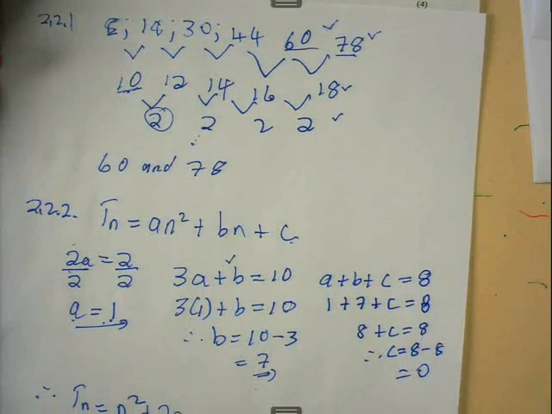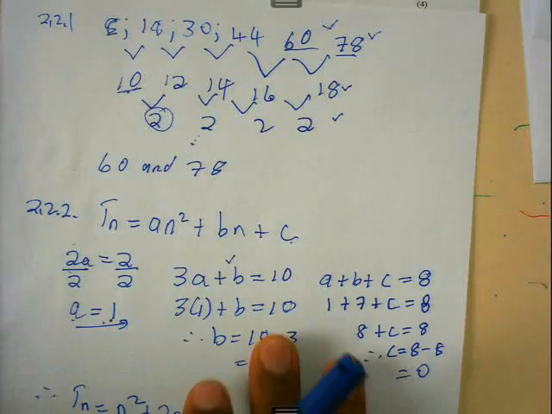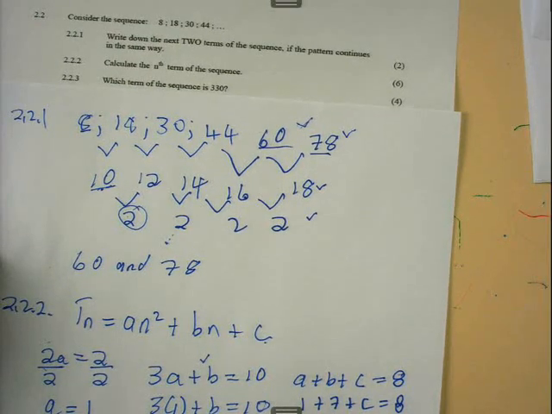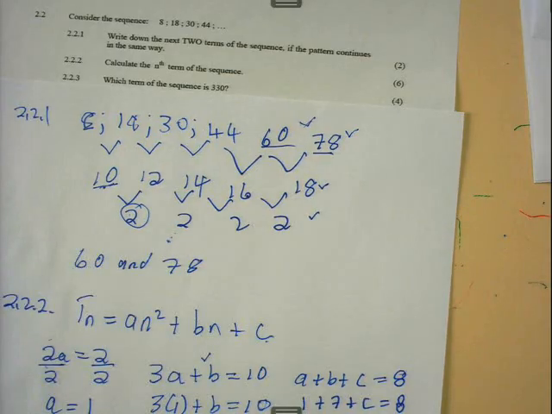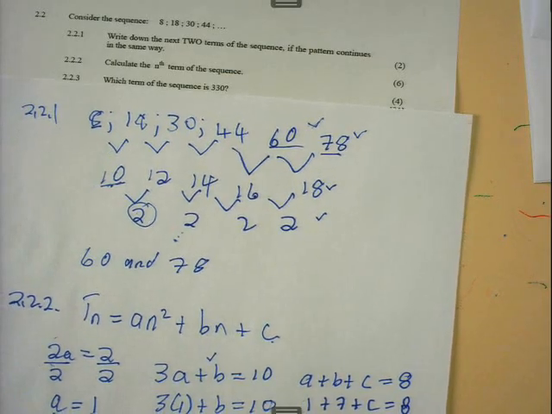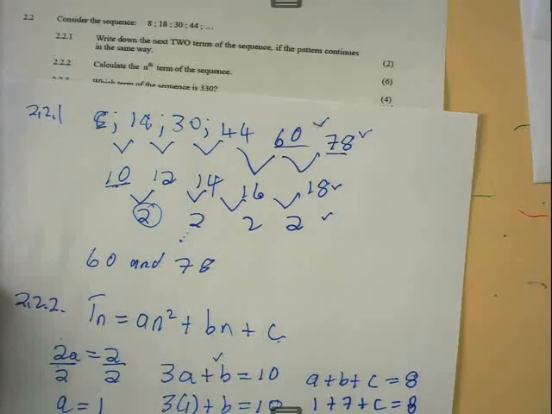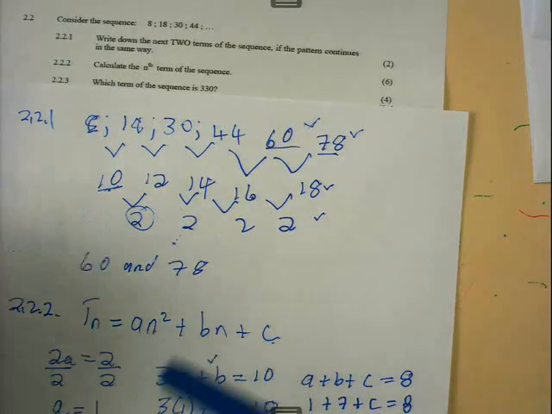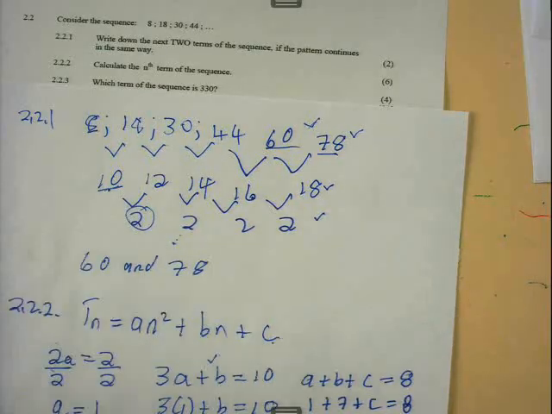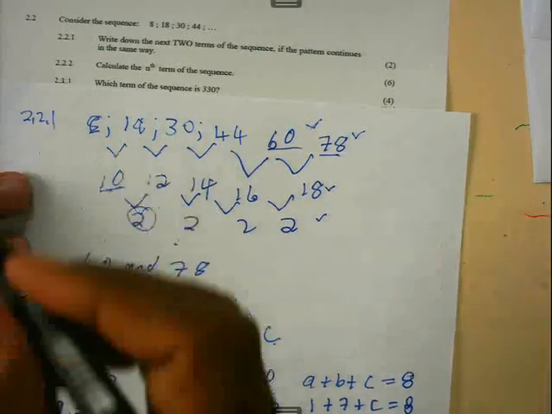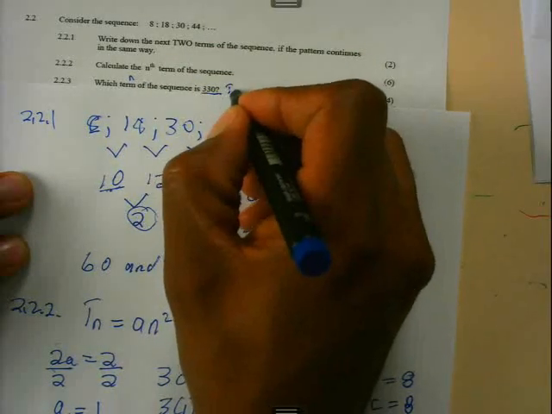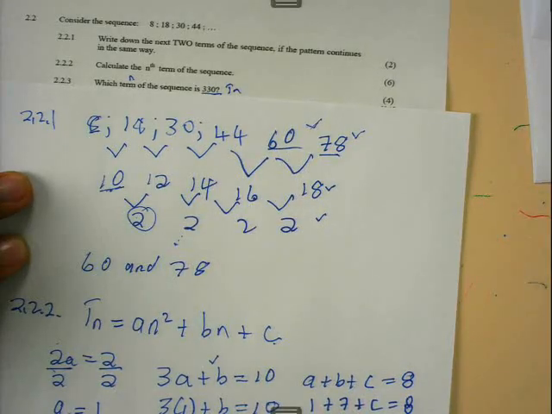Now let us look at 2.2.3. It now says, which term of the sequence is 330? Which term of the sequence now is 330? Of course, that is a 4 marks question. Now, let us look at this one. Boys and girls, now look at which term of the sequence. What is it that we are looking for here? Which term? It means we are looking for n. Then we agree with me that Tn is given.